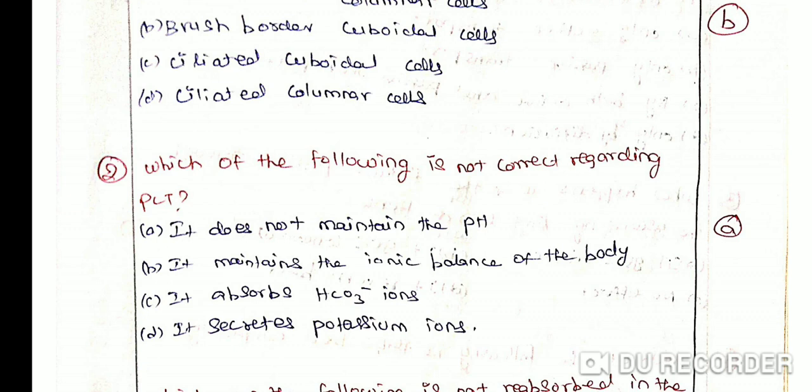Explanation: nearly all the essential nutrients, 70 to 80% of electrolytes and water are reabsorbed by the segment. Absorption of HCO3 minus also takes place here.